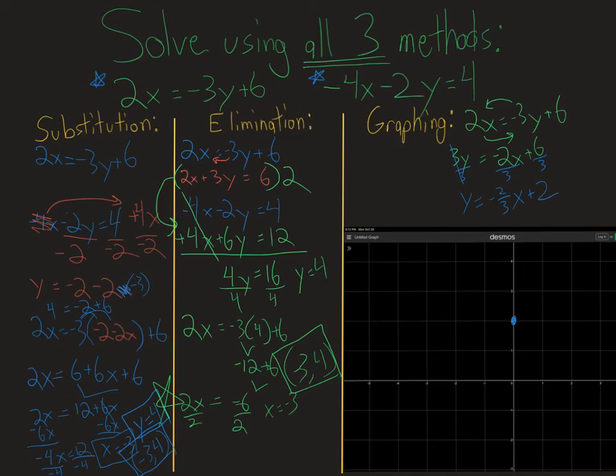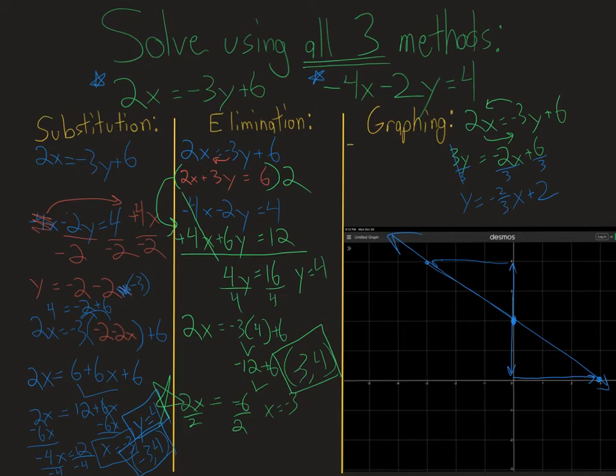Up 2, and then down 2 over 3. And I'll go the other way just in case. Up 2 over 3. All right, there's my first line. Let's pick a new color.